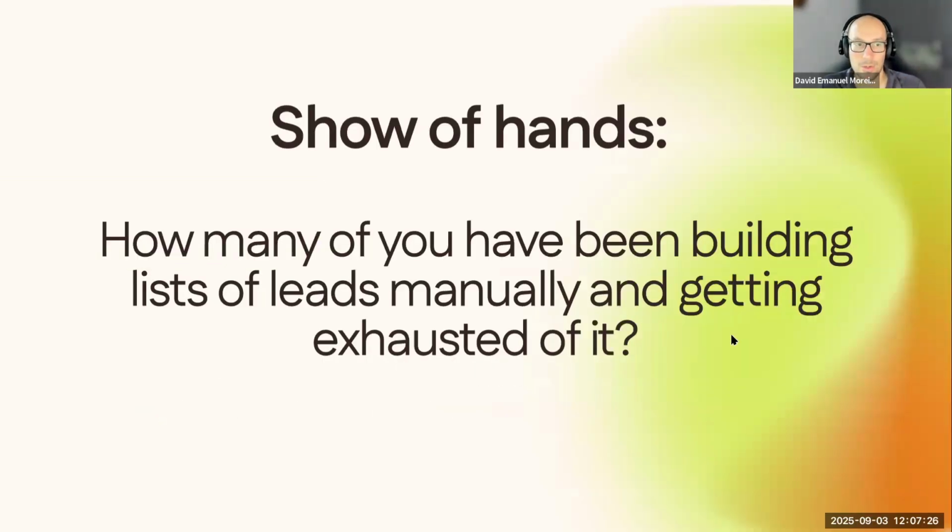Let me know how many of you have been building lists of leads manually and getting exhausted by it. I mean, we have been there with Marcos before. We had a lead generation agency. In the beginning, we were building our lists manually using different tools like LinkedIn and Apollo. And when we had the list of leads, then we needed to qualify them. In some cases, you can trust the filters of those tools, but in other cases, you need to manually check that they are qualifying companies and leads correctly.